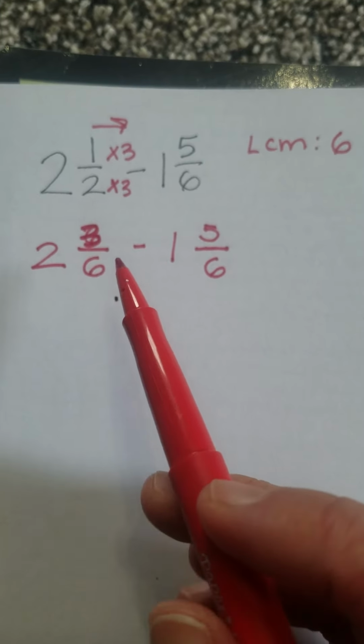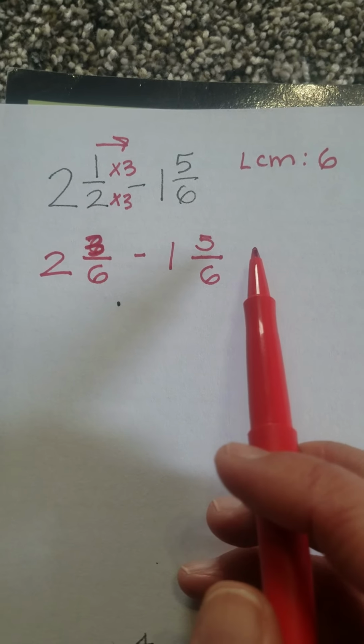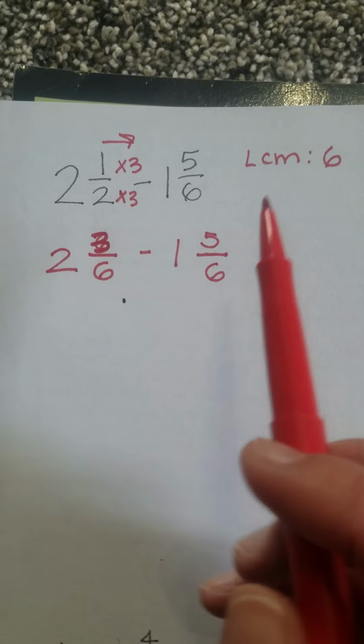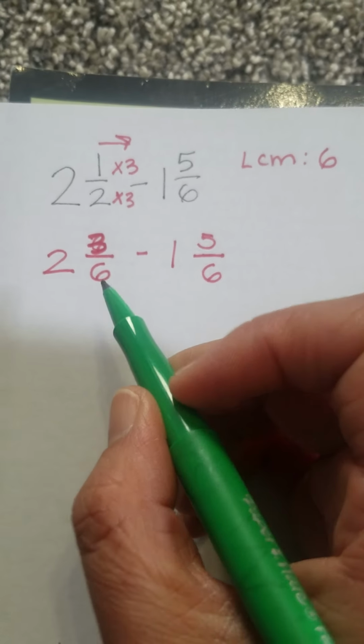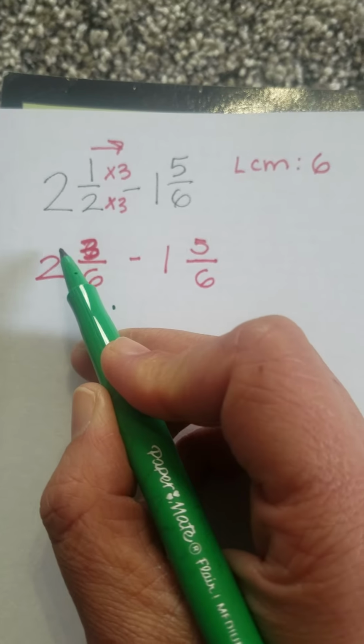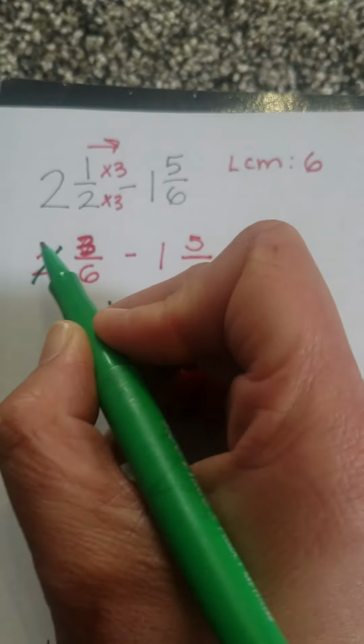Now here, I want you to take a very close look. I cannot take 3 away from 5. So I have to do something which is called renaming or borrowing. So I want you to pay very close attention to what I'm going to do. What I'm going to do is I'm going to go to my 2, and I'm going to borrow. This turns into a 1.